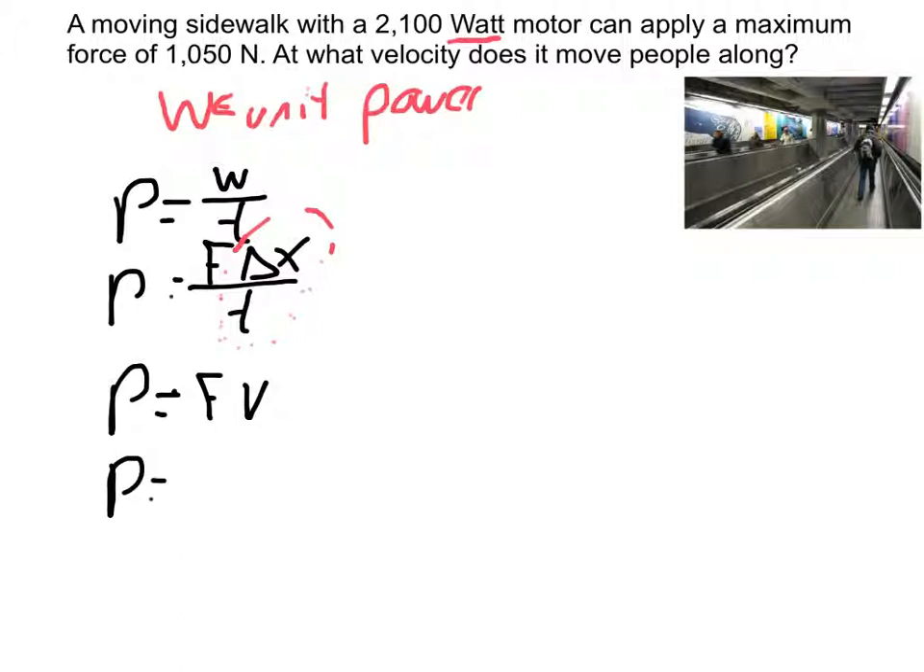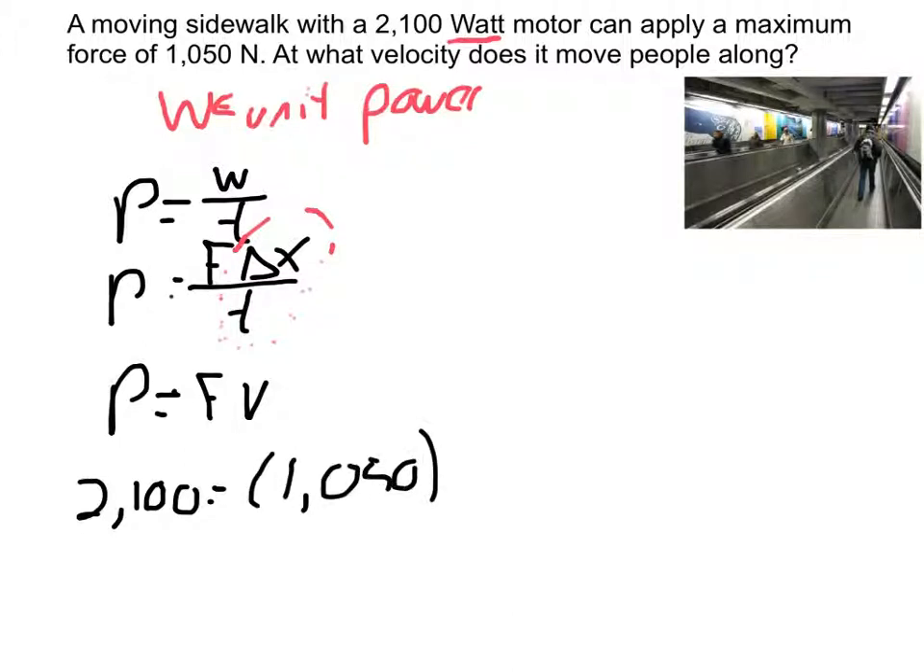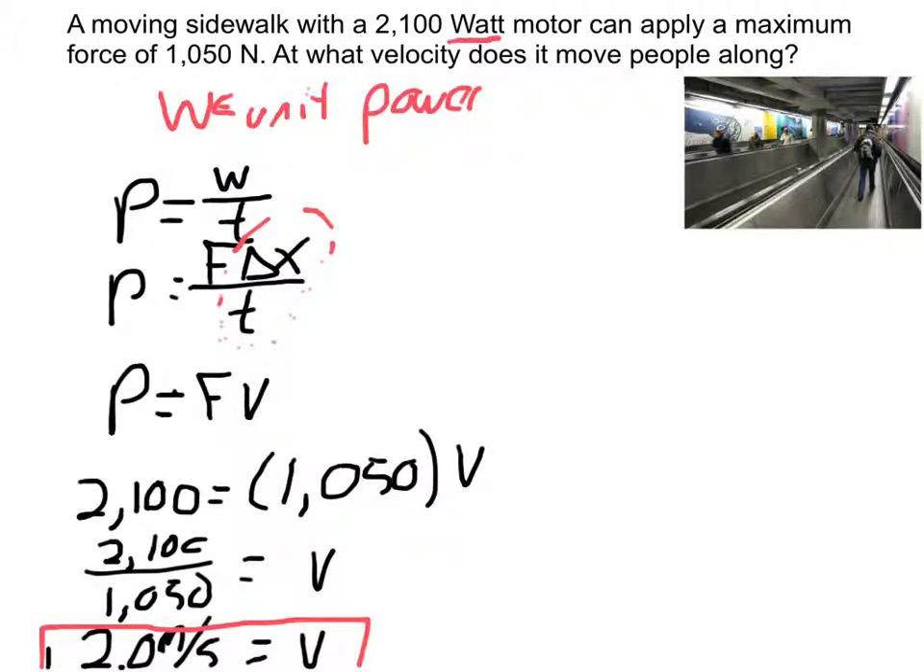Now let's just plug and chug here. In fact, let's just go ahead and substitute in. So I've got a 2,100 watt motor applying 1,050 newtons to this moving sidewalk to get it to move. That heavily depends upon the gear ratios and everything else, times v. At what velocity is it going to move people along? So velocity here is just going to equal 2,100 divided by 1,050, or 2.0 meters per second, right?